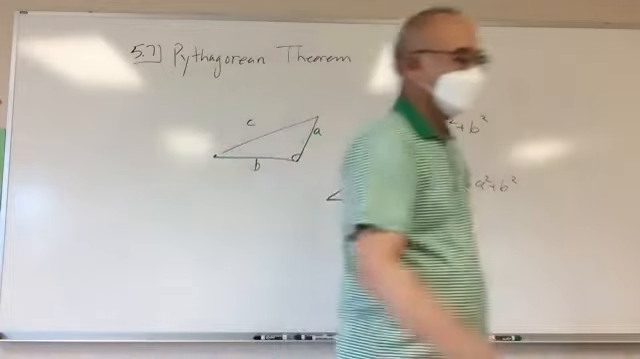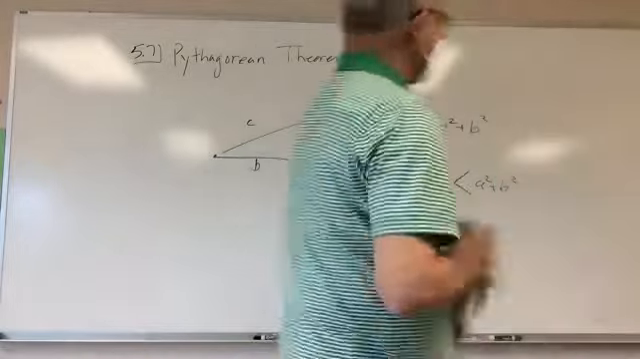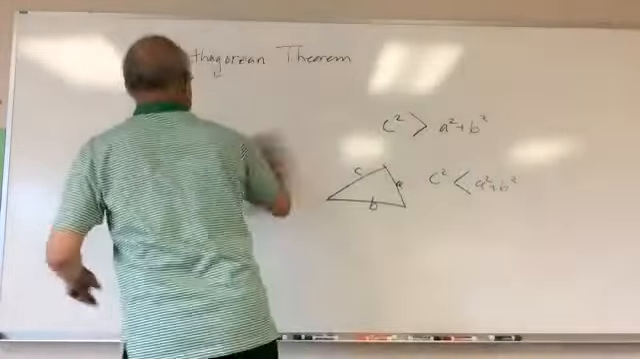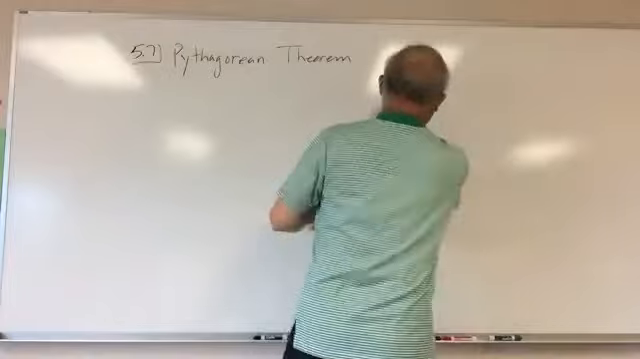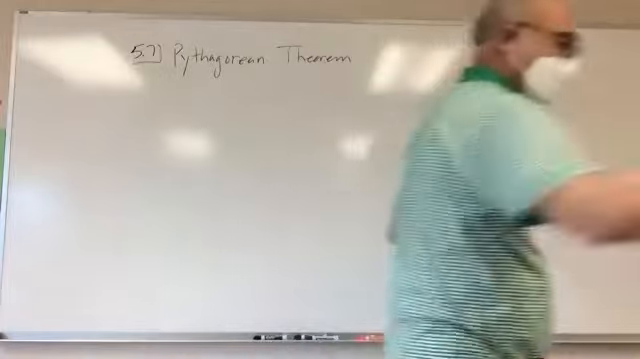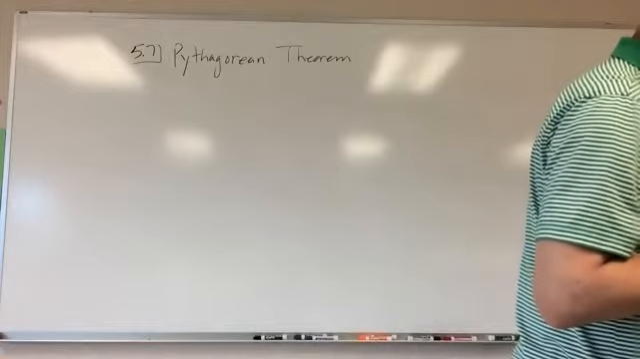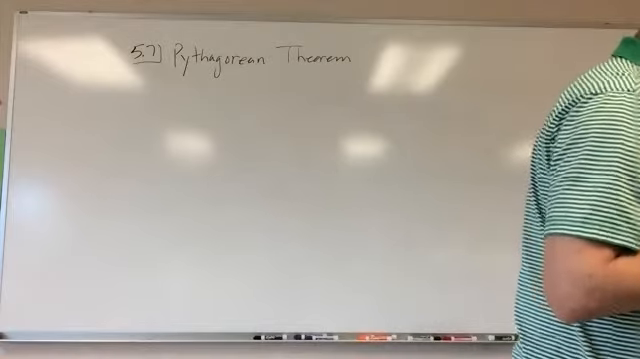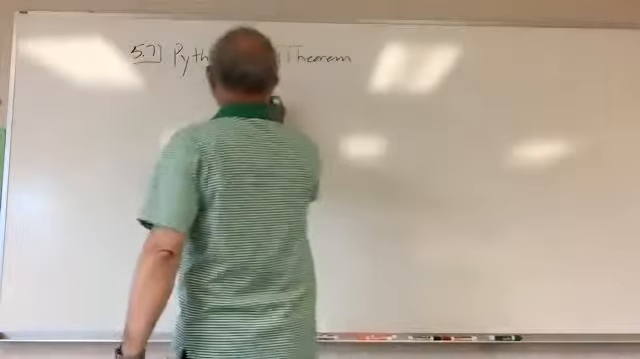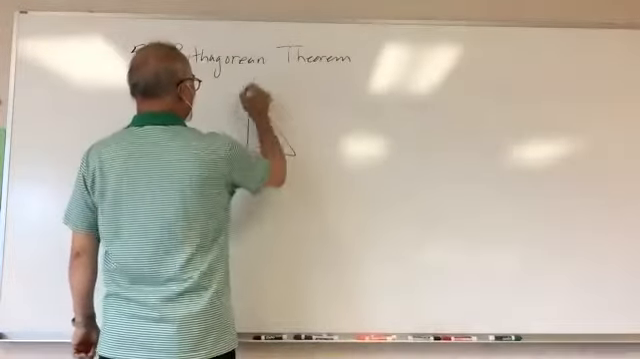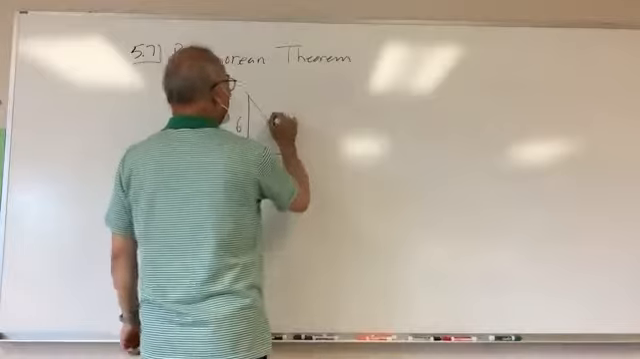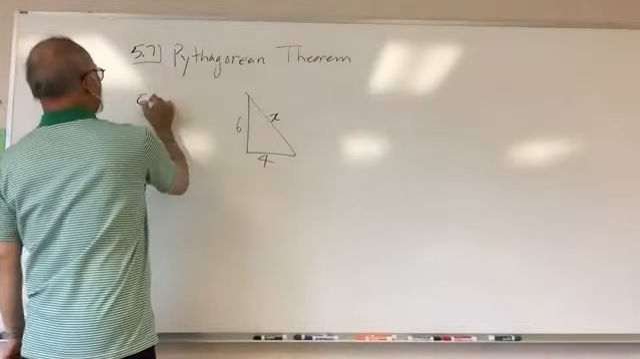Okay. Let's go to example number 1. See if we can do some examples. Example number 1. Find the value of x. Give your answer in the simplest radical form. So I'm going to give you a triangle with sides 6 and 4 and x. Example 1.